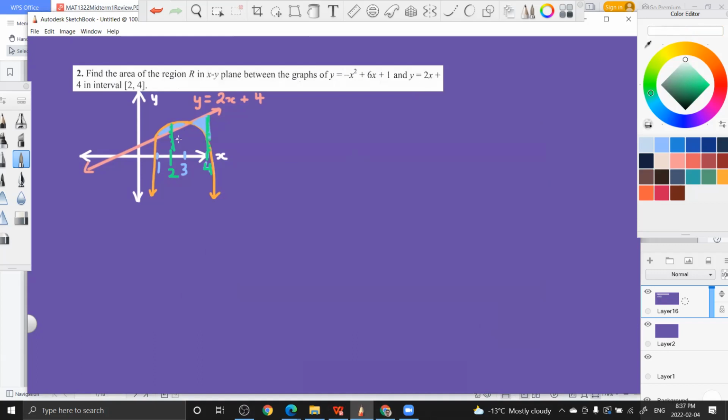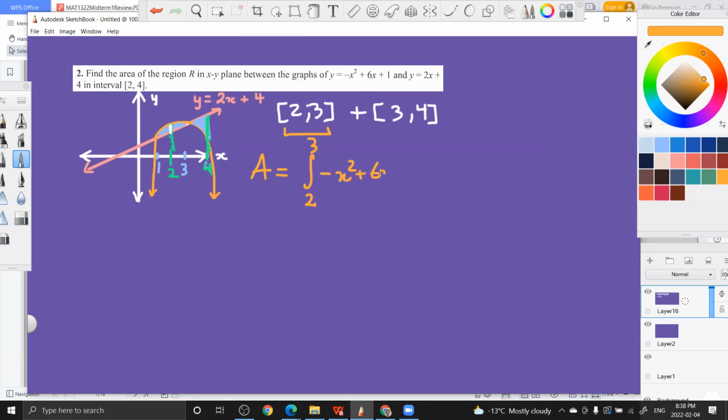So we want to find the area between here and here. The first thing we want to do is find the area between 2 and 3, and then we add it to the area from 3 to 4. Does that make sense? So from here to here, the area is equal to the top function, the yellow one, this one, plus 1. We minus the lower function.